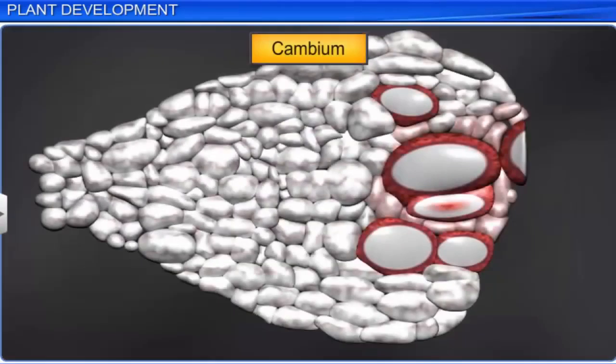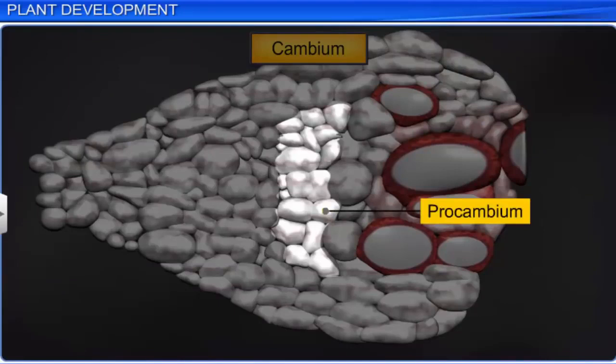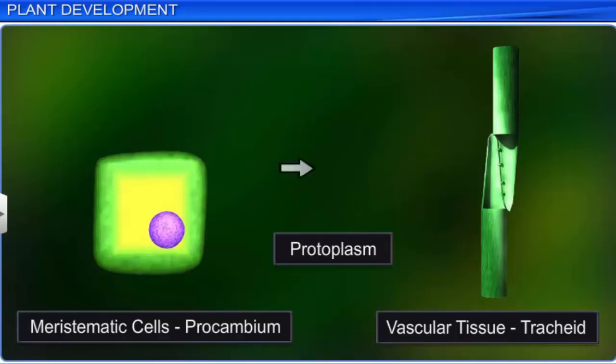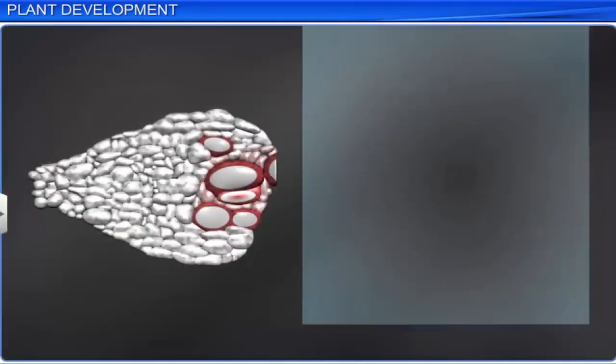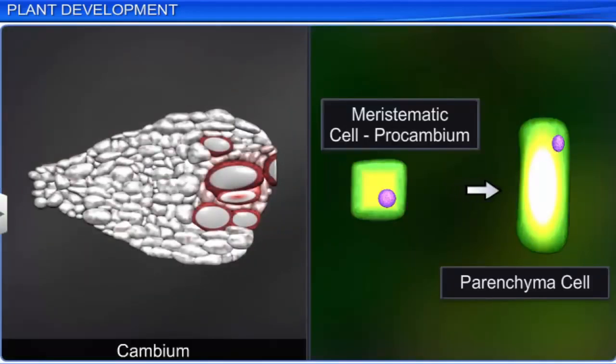For example, some of the meristematic cells of the procambium lose protoplasm and develop strong, elastic secondary cell walls to form vascular tissues. These tissues then help in the transportation of water and food in plants. In addition to vascular tissues, the procambium also differentiates into parenchymatous cells, which act as supporting tissues.